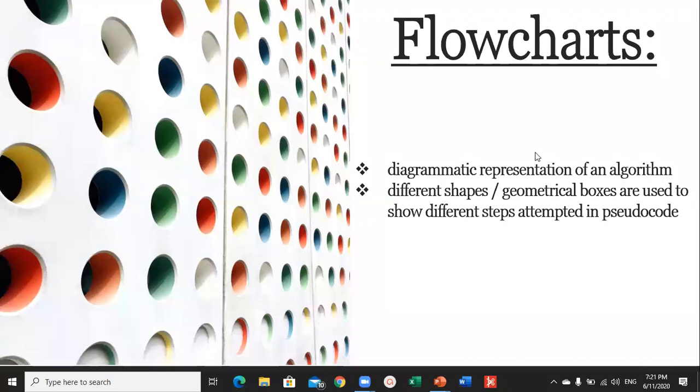If we talk about the questions in the papers, they can ask you to write down a pseudocode, or they can also ask you to draw a flowchart. So command of both topics is mandatory.